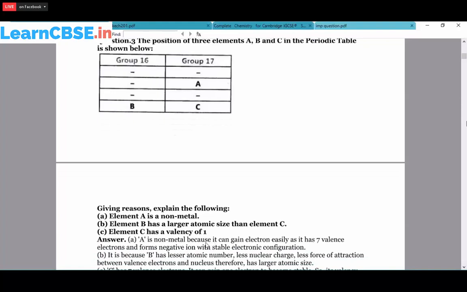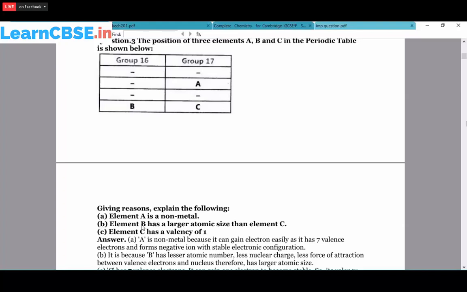Why? Because it can easily gain electrons, since it is present in group 17. It has 7 electrons in the outermost shell, so it needs one electron to complete the outermost shell. So it can easily gain the electron. With 7 valence electrons, it easily forms the negative ion. The one which gains electrons, we call it a non-metal. So element A is a non-metal.